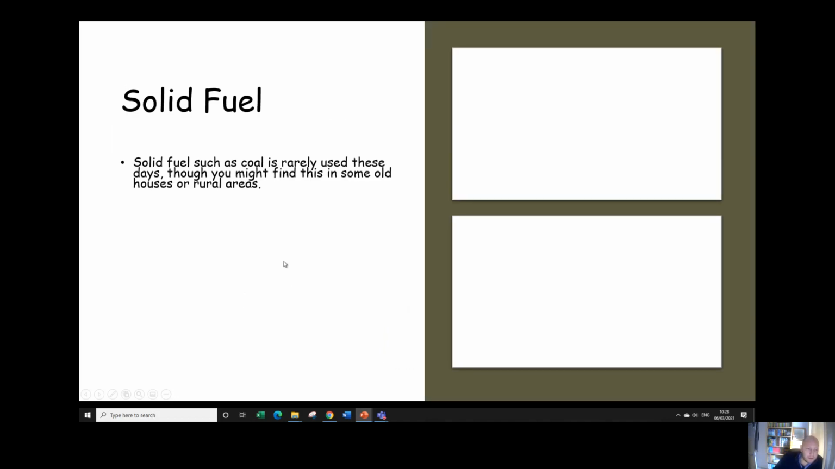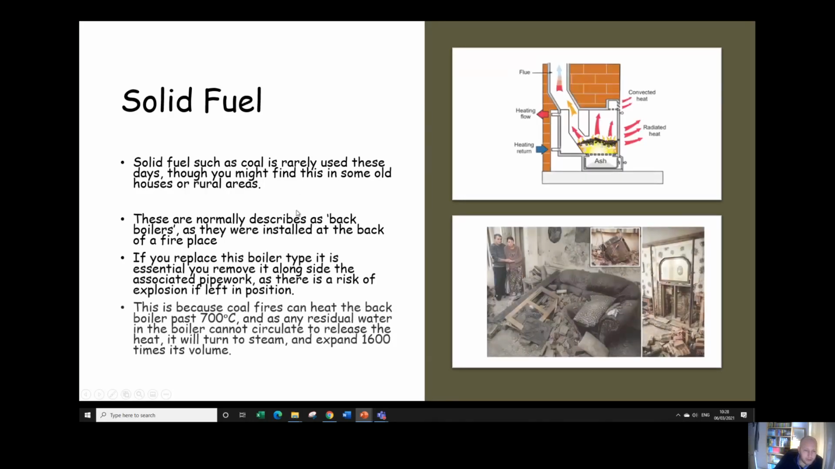Alrighty, let's look very briefly at solid fuel. Coal is very, very rarely used. You might come across it in very old houses or in rural areas. These would be described as back boilers. You need to be very careful. If you remove a back boiler, you shouldn't seal it up.